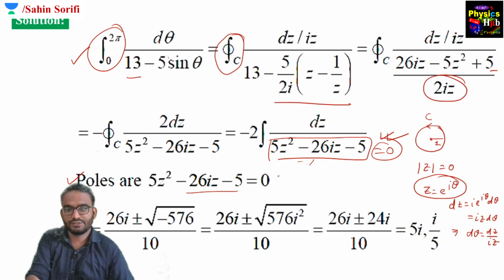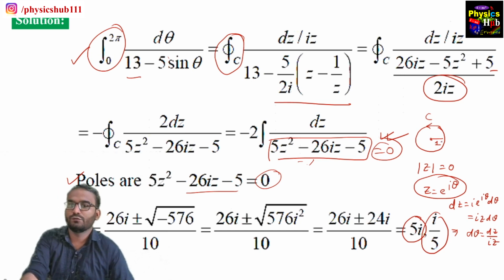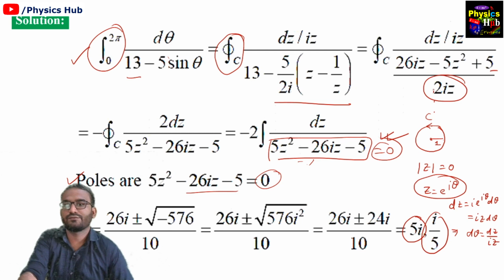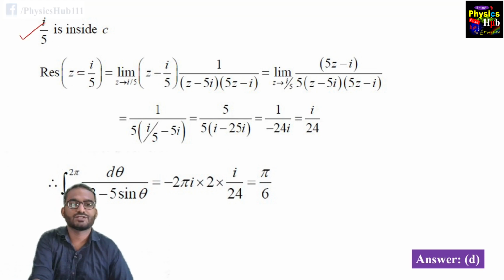To find the poles, we have to set the denominator equal to 0. We have set the denominator equal to 0, and by using Sridhar Acharya's formula we got the value of z, meaning we got the poles. One is 5i and another is i/5. As I told you, we have taken a contour which has unit radius, and 5i is lying outside this contour, but i/5 is lying somewhere here, inside. So only i/5 will be taken into consideration, and the residue at z = i/5 is found out.